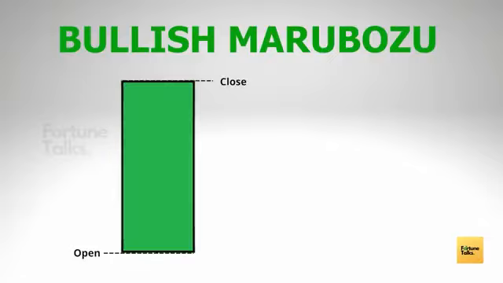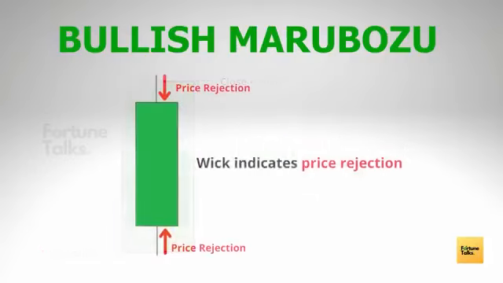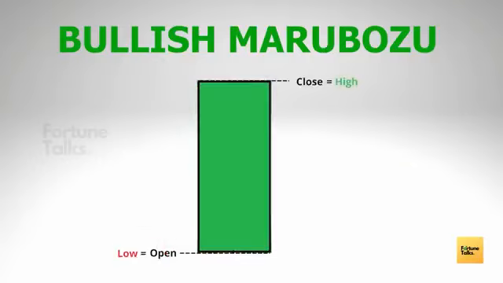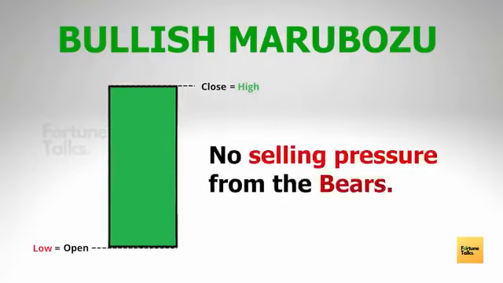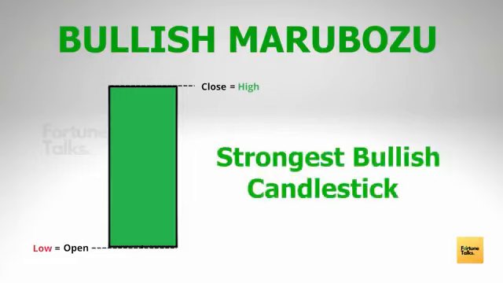Since it is a bullish candle, the buyers are under control, so the closing price is higher than the opening price. Since there are no wicks on either side, the high and low prices coincide with the close and open prices respectively. As a rule of thumb, the wick of a candle indicates price rejection or opposition by the opposite party. In case of a bullish Marubozu, the open and low prices coincide, and similarly the high and close prices coincide, which means that there is no selling pressure from the bears. That brings us to the conclusion that bullish Marubozus are the strongest bullish candles we can find on a chart.